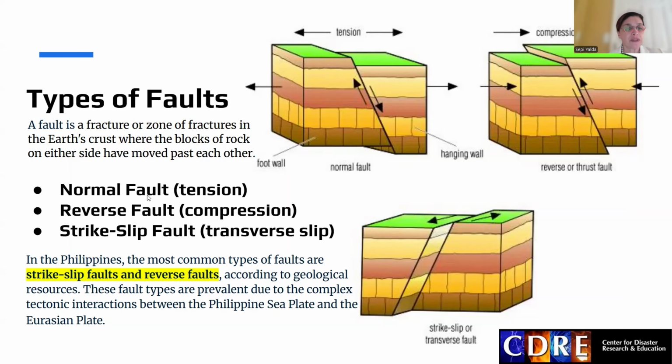So there's the normal fault, and then there's the reverse fault, and then there's the strike slip fault. What you see in the parentheses is what actually leads to these, whether it's tension, compression, or transverse slips. I want to point out that in the Philippines, as you may already be aware, the most common types of faults are this last one, the strike slip or transverse, and the other one, the reverse faults. So these last two are the most common. And I'll just briefly explain each of them, not going into too much detail.